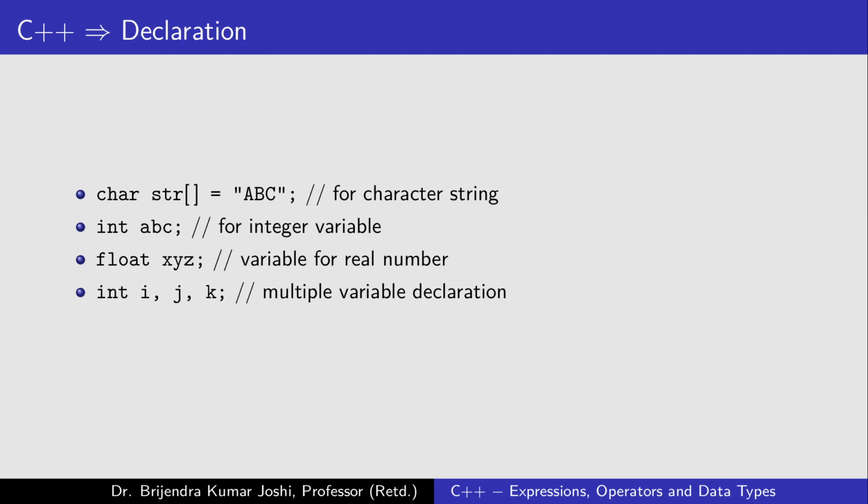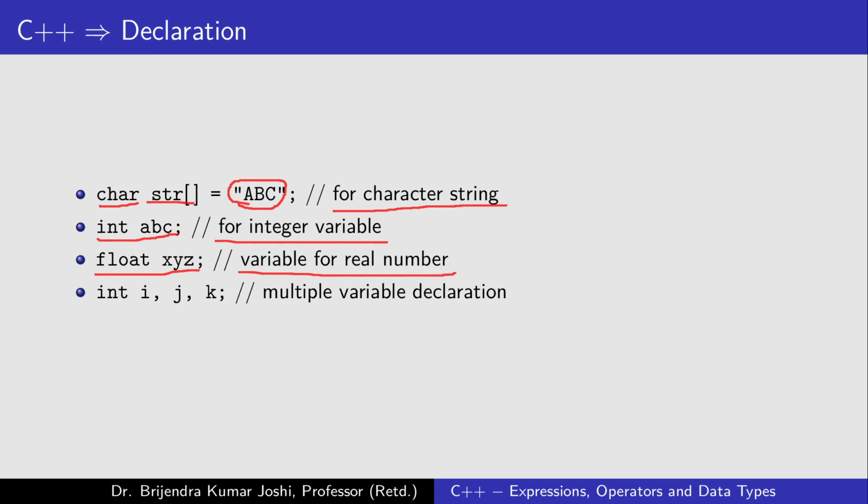Now declaration. char str[] = and whatever you write within a pair of double quotes is treated as a string constant, followed by semicolon. This is used for character string. So I have declared here a character string named str. Then int abc; so here abc is an integer variable. float xyz; a variable for real number.